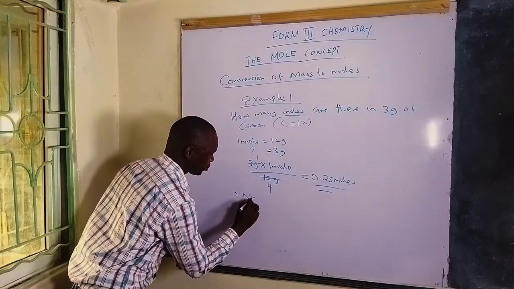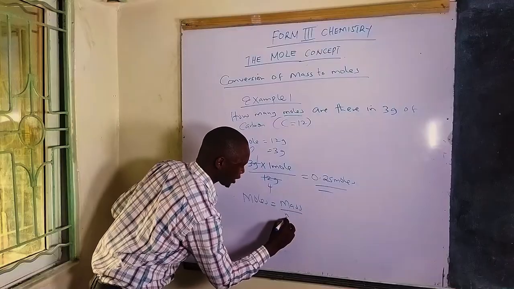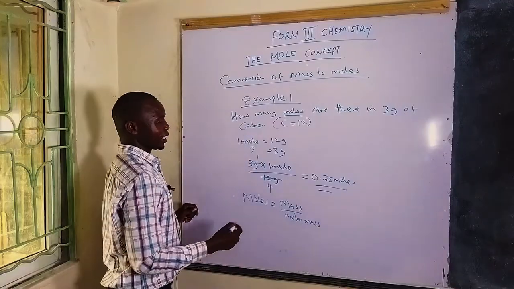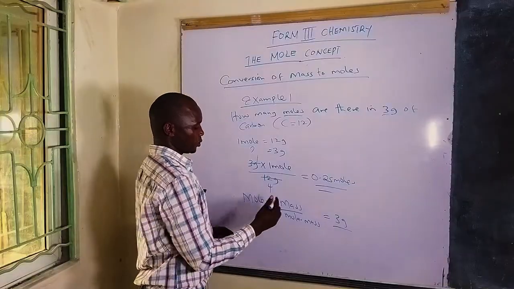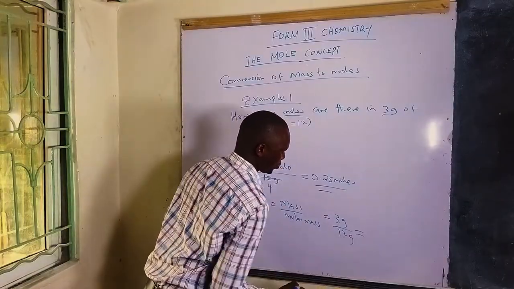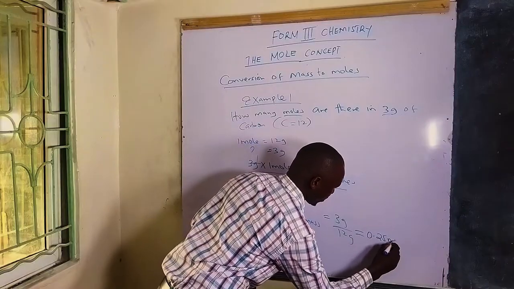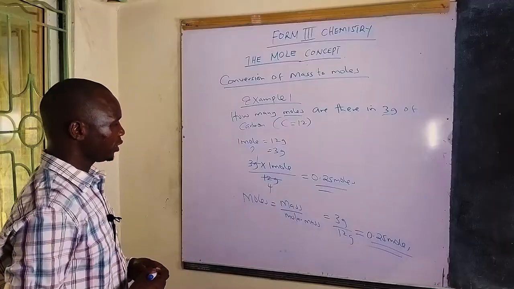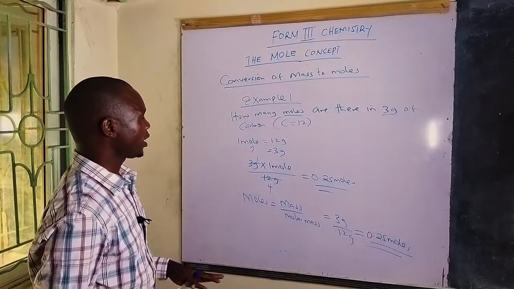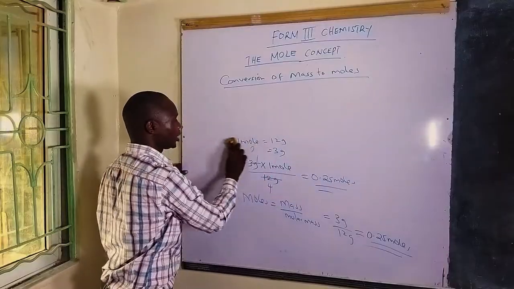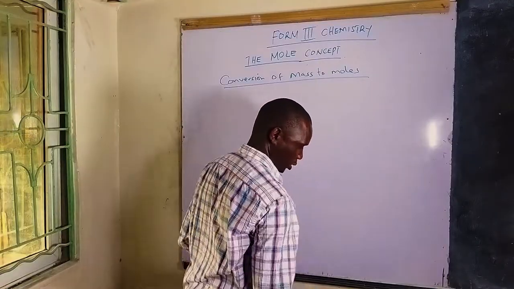Alternatively, we can calculate moles by using the formula. To get moles, we take the mass and divide by the molar mass. The mass given is 3 grams, and 1 mole of carbon weighs exactly 12 grams, so 3 divided by 12 gives us 0.25 moles. It is very easy to calculate moles given the mass. The relative atomic mass of an element is usually provided in brackets, but in case it is not given, you should remember how to find it from the atomic numbers in the periodic table. Let us look at example number 2.